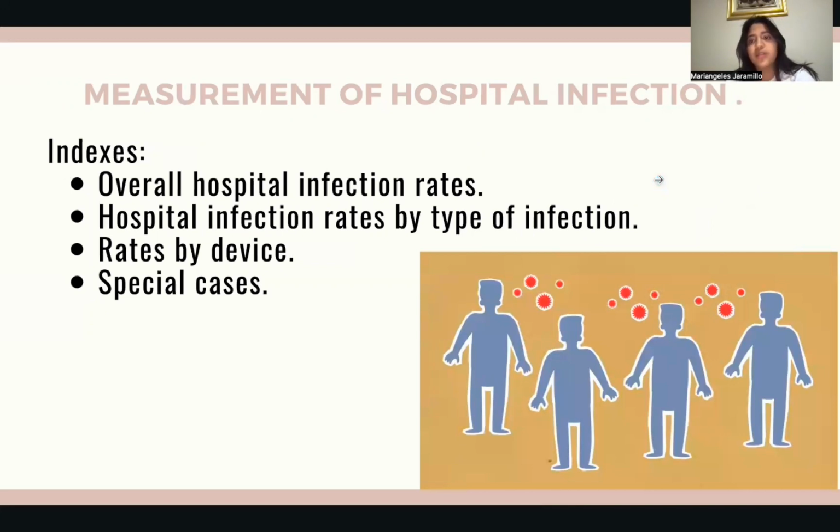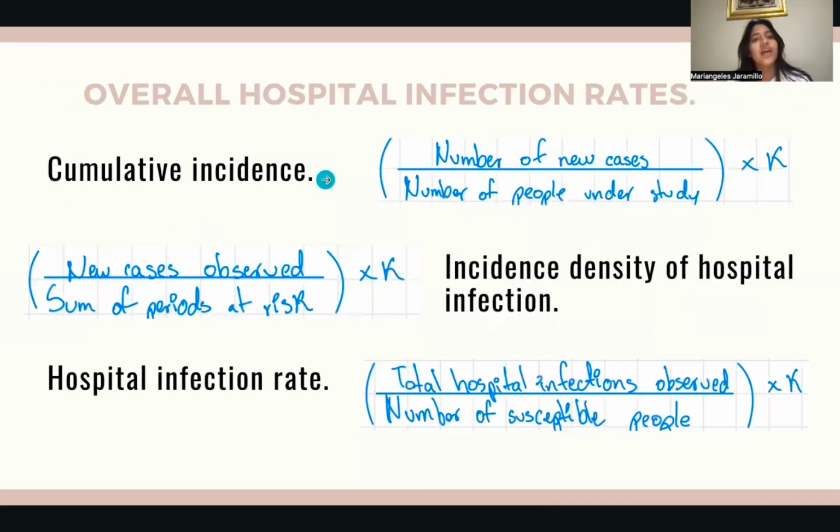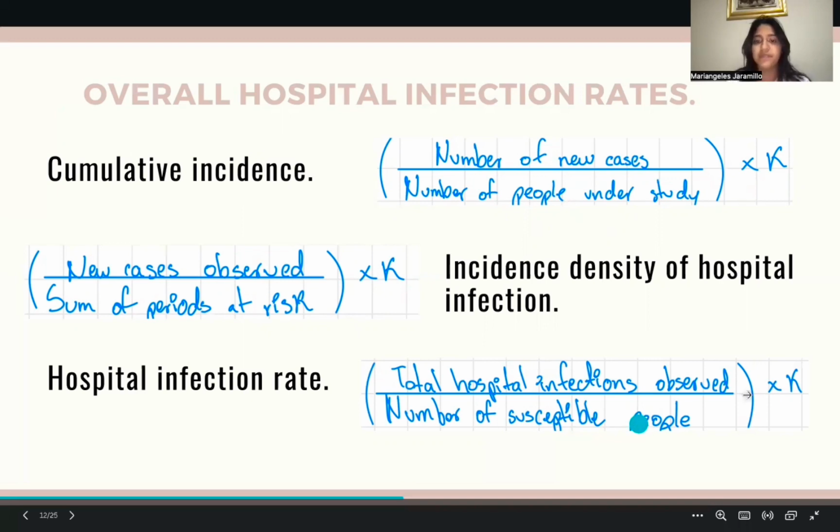What about the measurement of hospital infections? Well, we have four indexes. The first one is overall hospital infection rates, the second hospital infection rates by type of infection, then rates by device, and special cases. In the first one, we have cumulative incidence, which is number of new cases over number of people under study multiplied by K. Then the incidence density of hospital infection is new cases observed over sum of periods at risk per K. And hospital infection rate, we have total hospital infections observed over number of susceptible people per K.